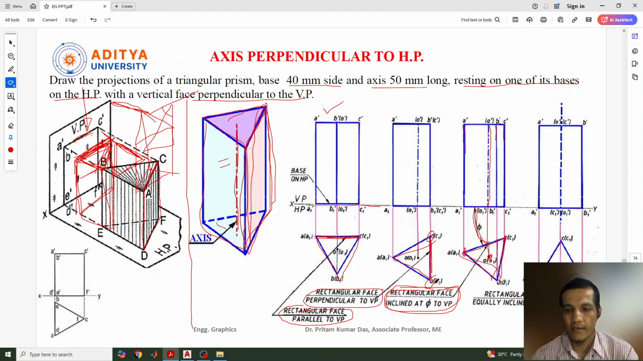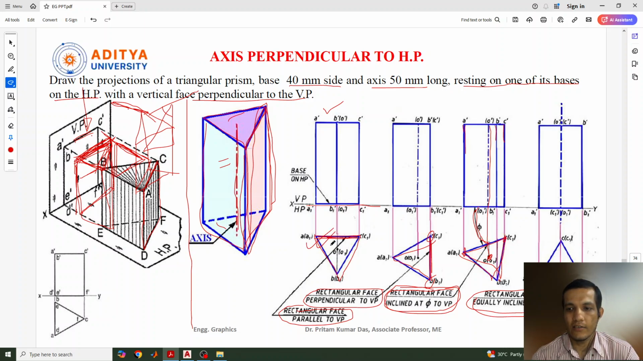This is one condition. Another condition is the rectangular face equally inclined to the vertical plane. Now here it is given that the angle is phi, some angle is given. Now in this case the rectangular face is equally inclined to the vertical plane. This is the reverse of this case.